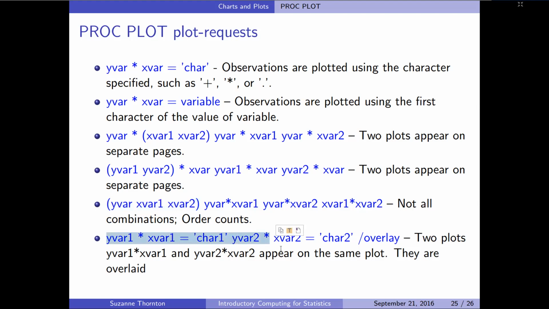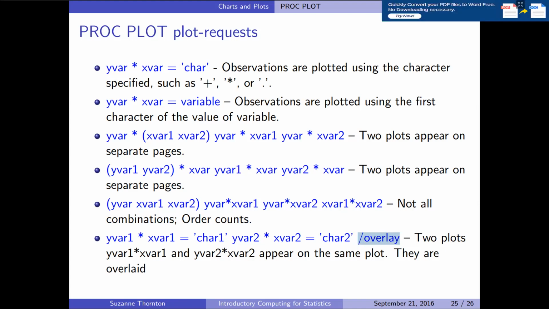Another very important example is the overlay example. Here we want to put two plots together, appearing on the same one, overlaid. Here we would like to plot y1 against x1, as well as y2 against x2, marked with different characters, and we would like to plot them on the same page, which means we have to type in the important overlay options here.